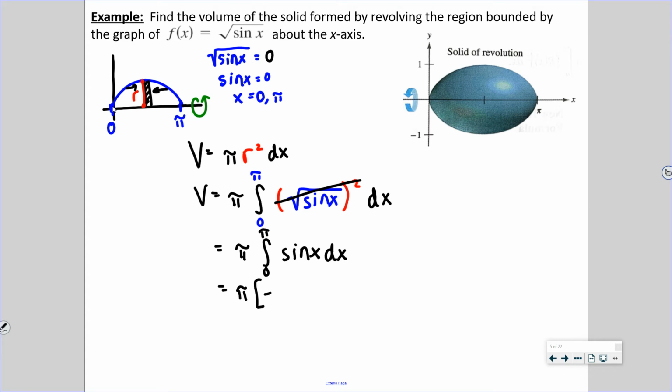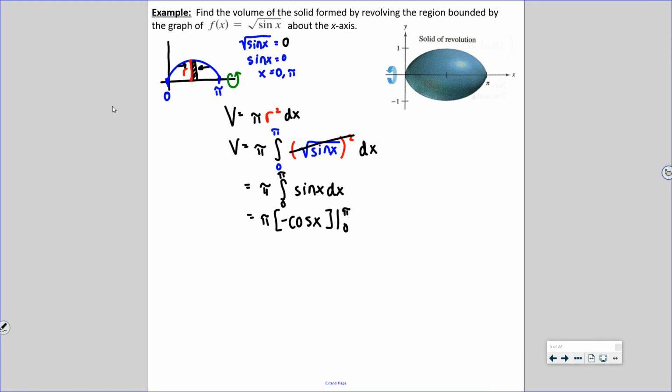Antiderivative of sine is negative cosine. So take it to this point. You don't have to show the fundamental theorem of calculus. You can if you want. This one's not too hard to do because you just have to plug in pi and 0. But I do want to see your final answer.